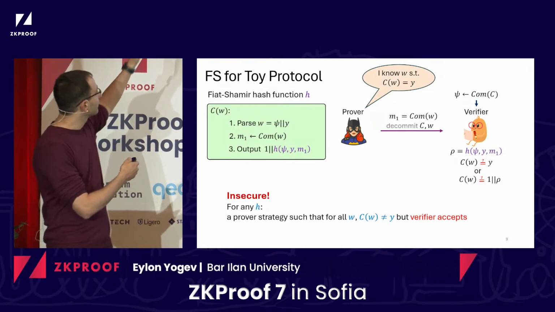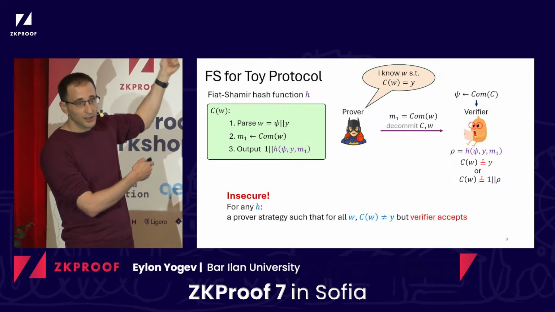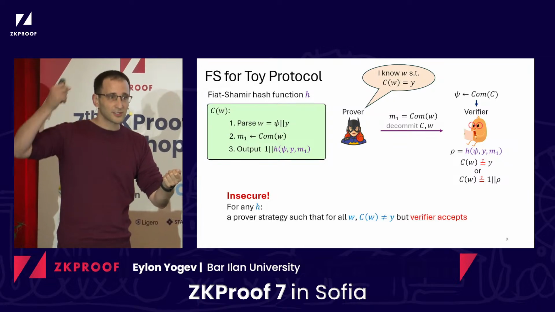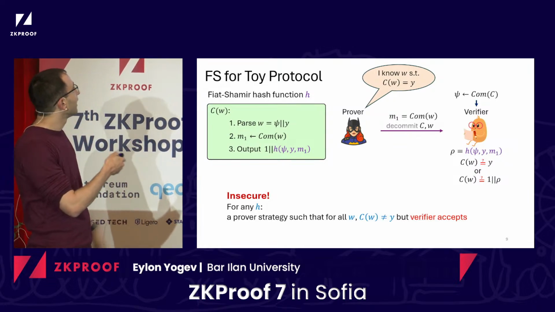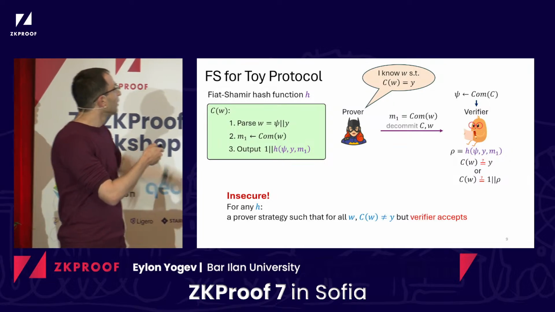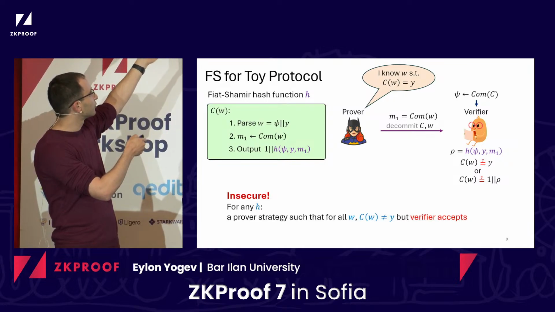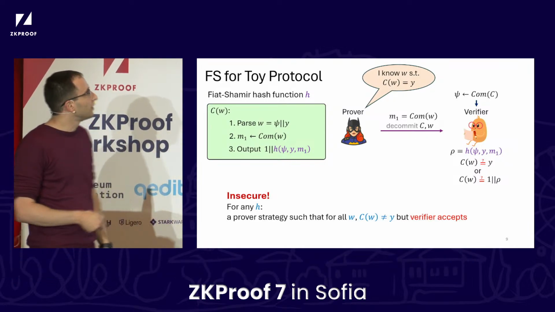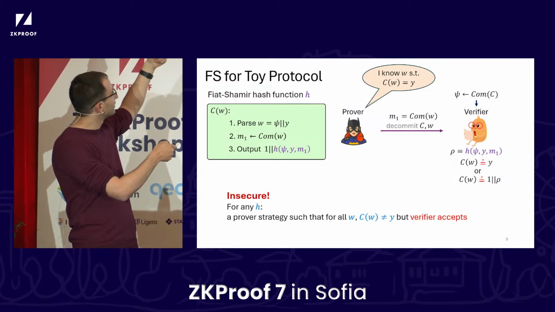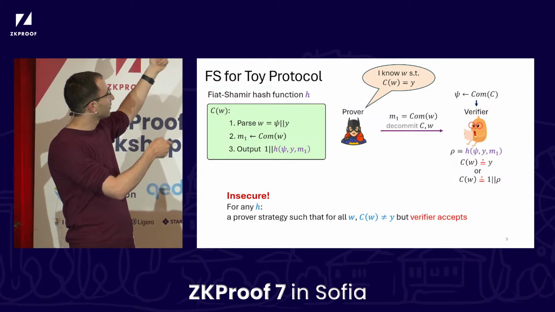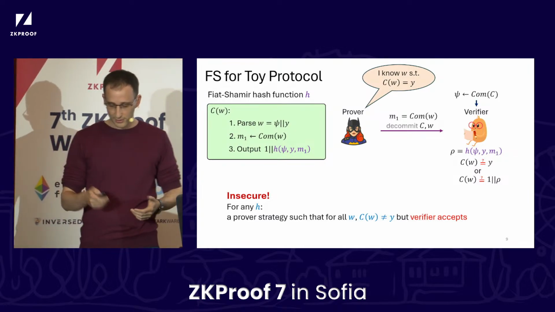So the circuit is going to parse the witness as this digest, okay? Digest of what? Oh, it's the digest of the circuit itself, exactly this circularity thing that Ron talked about, okay? And Y. We're going to compute the commitment to W, which we'll call M1. And then we're going to output 1 concatenated with the hash of the digest that we have here, Y that we have here, and M1 that we computed here. Okay, so this is the circuit.